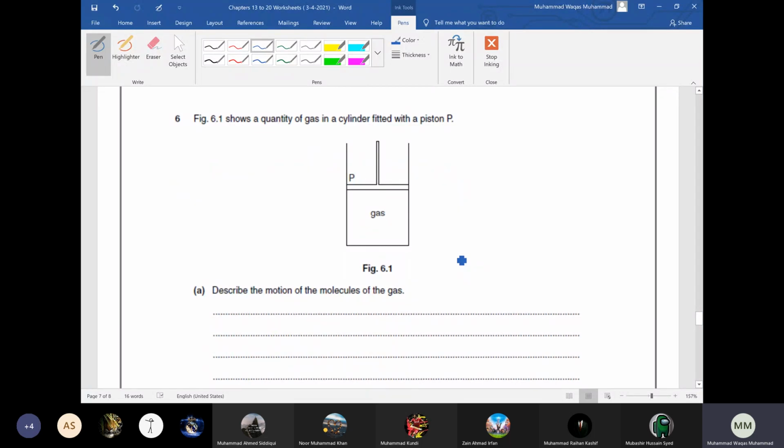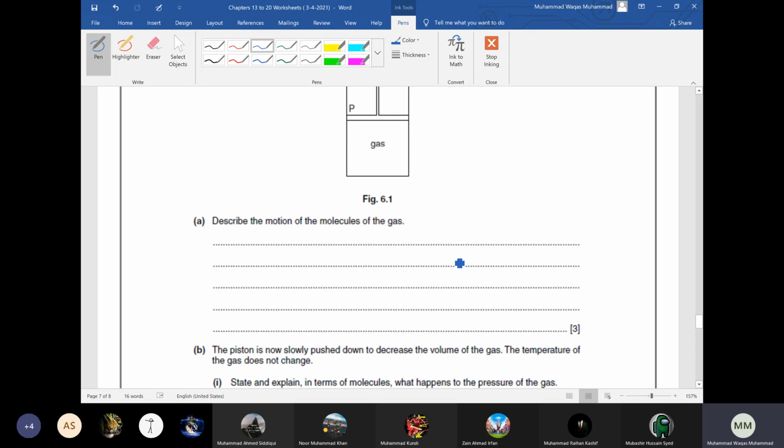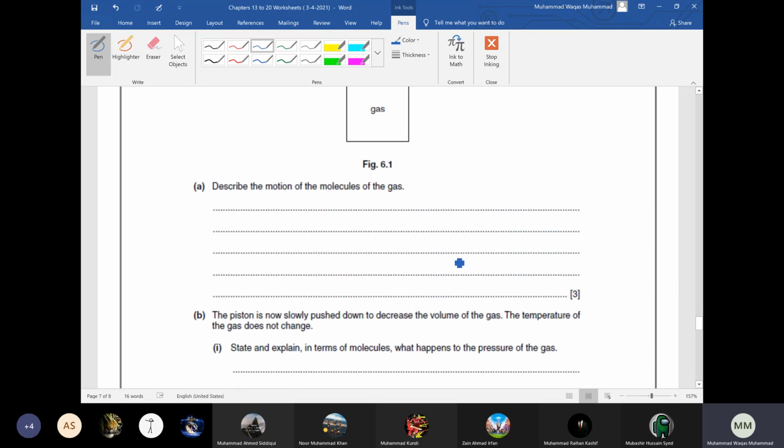Figure shows the quantity of gas in a cylinder fitted with a piston. Describe the motion of the molecules of the gas, and beta, this is a 3-mark question. So can anyone describe the motion of the molecules of gas, keeping in mind that it's a 3 marks question? Brownian motion or kinetic motion?